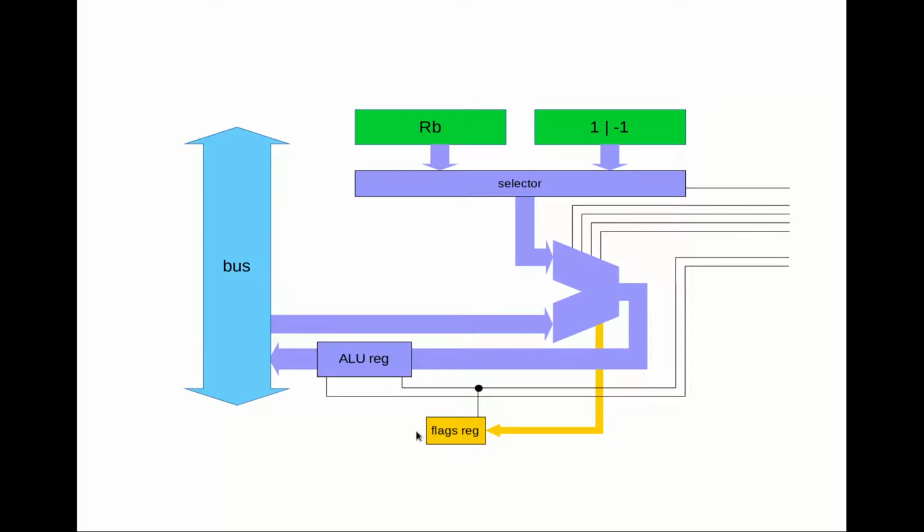Now the biggest difference is that these flags, the value of these flags, of course don't go to the bus, because they're going to be used by the control logic itself to make decisions.